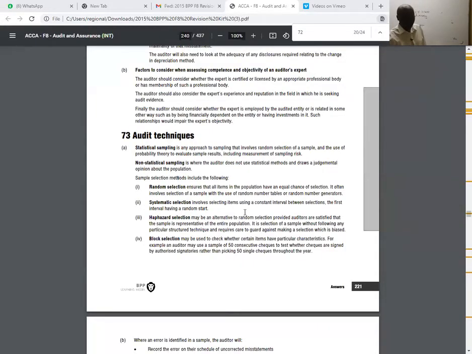So we are told here under systematic sampling, ladies and gentlemen, it involves selecting items with a constant interval between selections, the first interval having a random start. I hope that is clear. And then we have the haphazard, even as the name suggests here, maybe an alternative to random selection, provided auditors are satisfied that the sample is representative of the entire population. It is selection of a sample without following any particular structured technique and requires care to guard against making a selection which is biased.